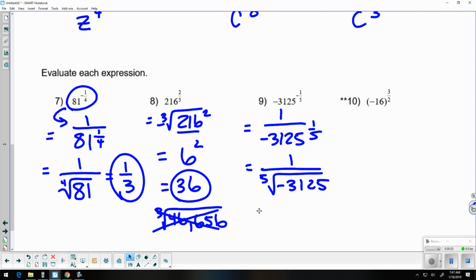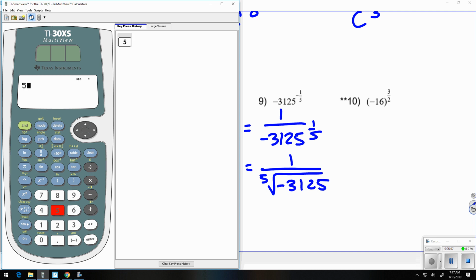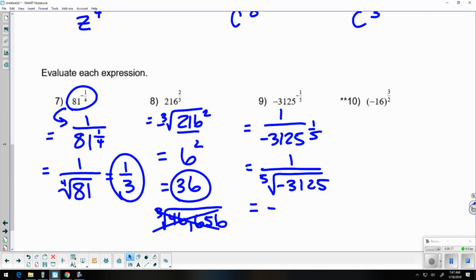If I had to guess, I'm probably going to say that it's 5, but if you don't know, again, we're just taking the fifth root of it. So I type in the index, shrink it, we got negative 3125, and it comes out to be negative 5. What do you know? So the final answer would simply be negative 1/5. And there you go.